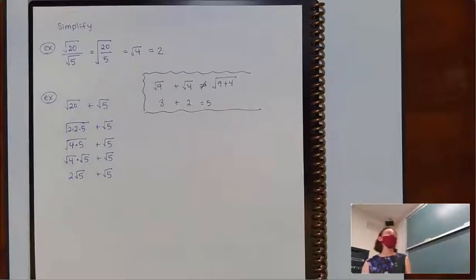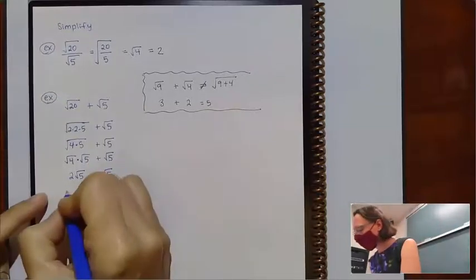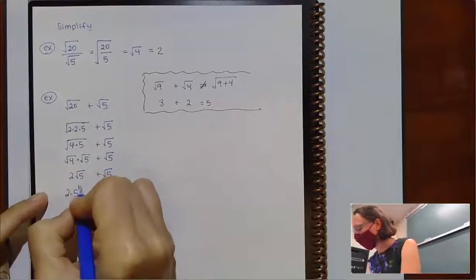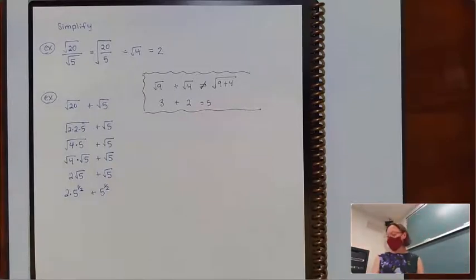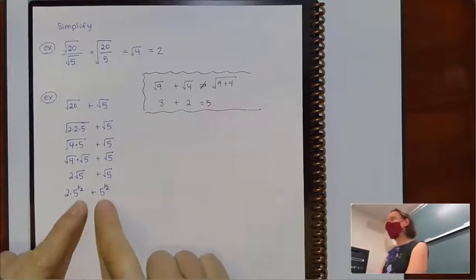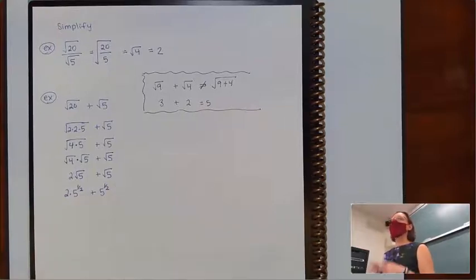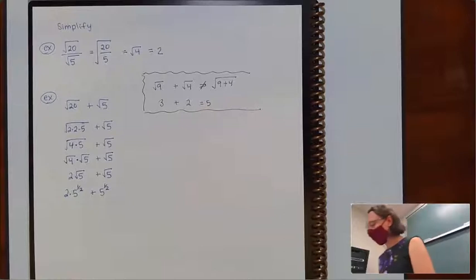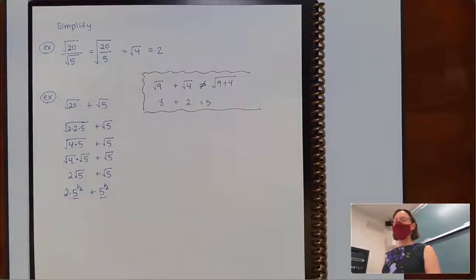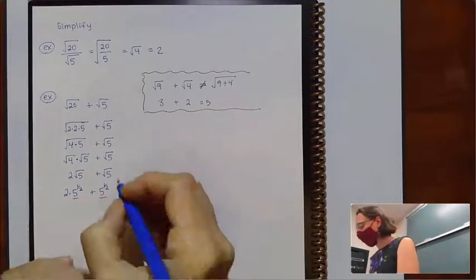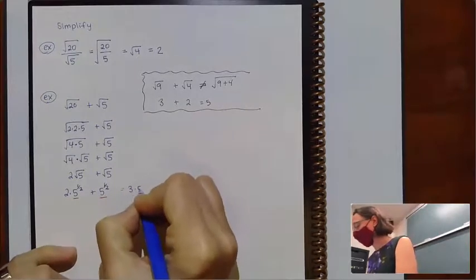And here's where we get back to that idea of like terms. I've been using this radical notation, but if I were to switch to fraction notation, this would look like 2 times 5 to the 1/2 power plus 5 to the 1/2 power. I have two terms with the same base and the same exponent. That means these are like terms. I've got 2 of these 5 to the 1/2 plus another 1 of these 5 to the 1/2. So when I combine those like terms, I end up with 3 of those 5 to the 1/2.